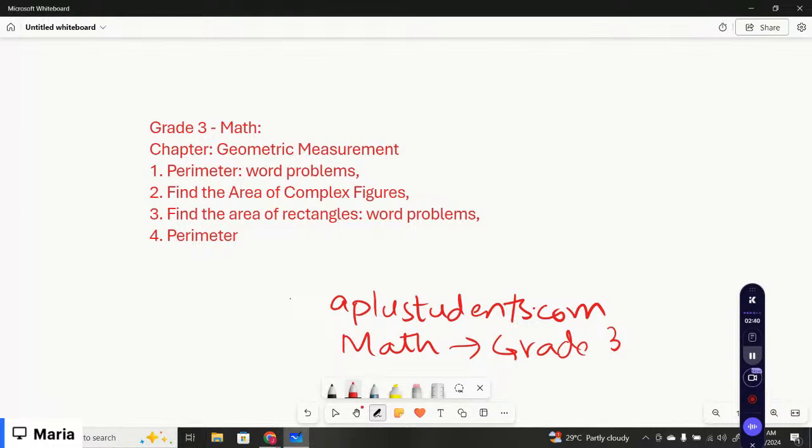The lessons we're going to cover today are perimeter word problems, find the area of complex figures, find the area of rectangle word problems, and perimeter. Please make sure you have your notebook and pencil so that you can note down the important examples and definitions as well.